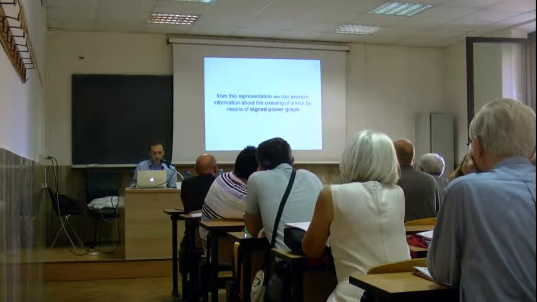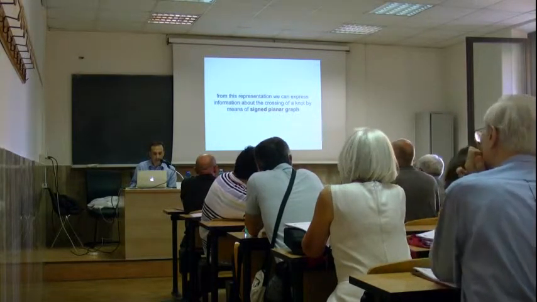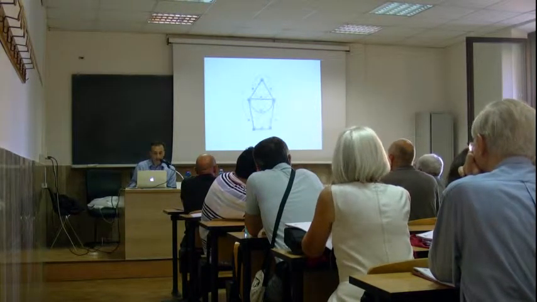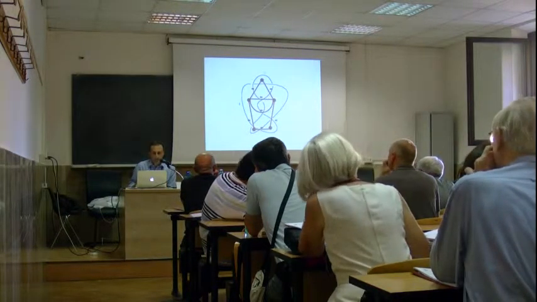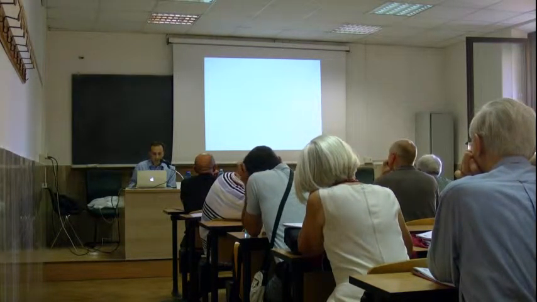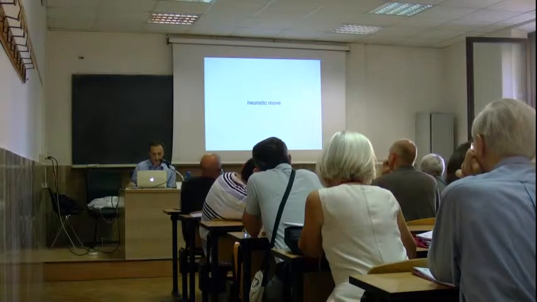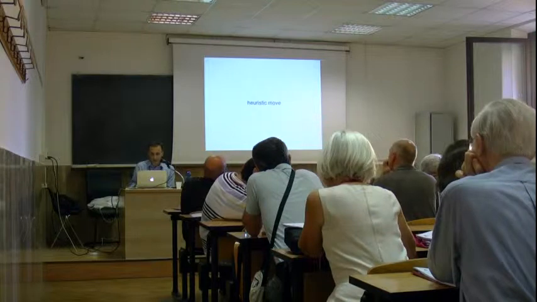From this representation, we can also express information about crossings by means of the so-called signed planar graph. And this is what Tait did. And so we obtain this new graph from the knot. So at the end of this process, we have a new object, the graph of a knot. And it's the result of a very strong heuristic move which generates new information about the knot that we didn't have before the process took place.